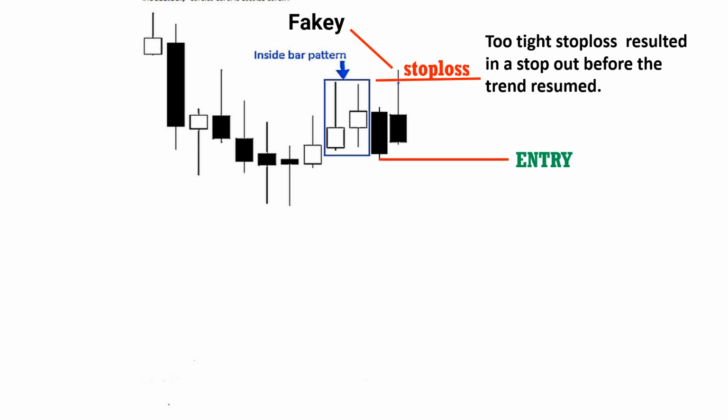If you place your stop loss too close to the mother bar high or low, you are at risk of being stopped out on a false breakout. This is especially true if you are trading in a volatile market. To avoid this, it is generally best to place your stop loss outside of the mother bar. This will give you more breathing room and allow your trade to play out.